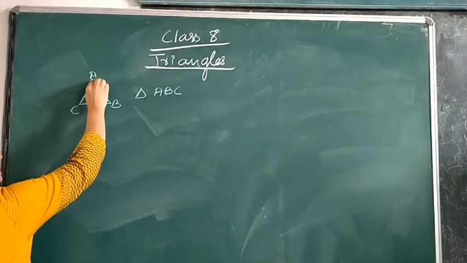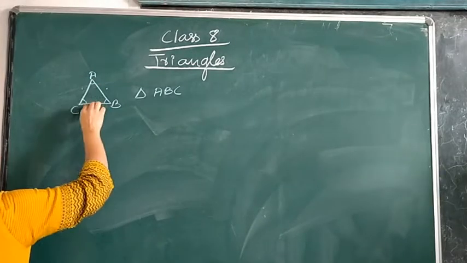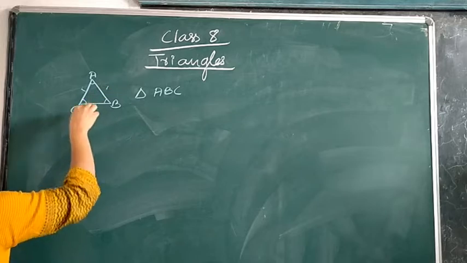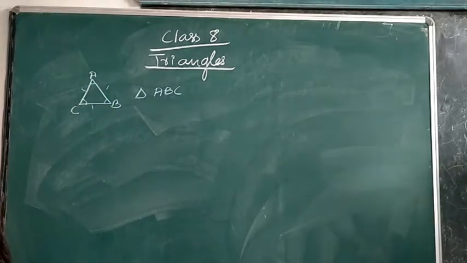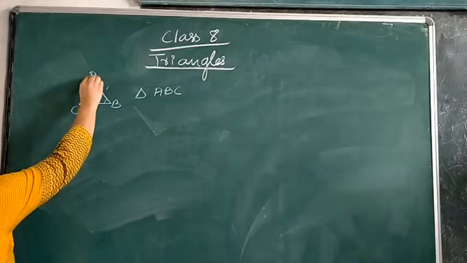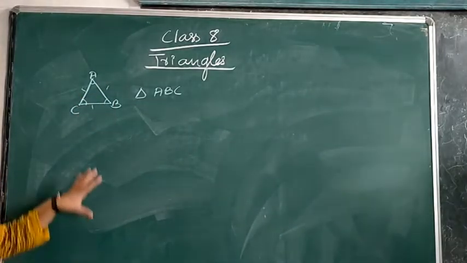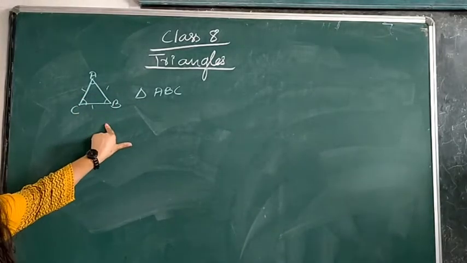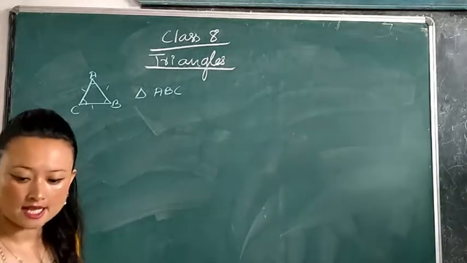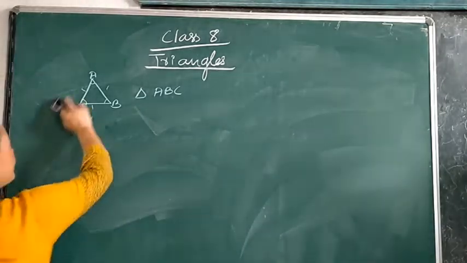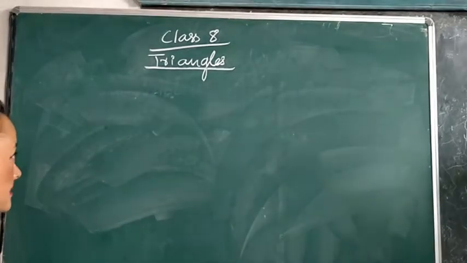And a triangle has how many sides? It has 3 sides. And how many angles does it have? It has 3 angles. And how many vertices does it have? It has 3 vertices. And then we also learned how to name different angles, and we also learned in the last class how to classify triangles with respect to the sides, isn't it?